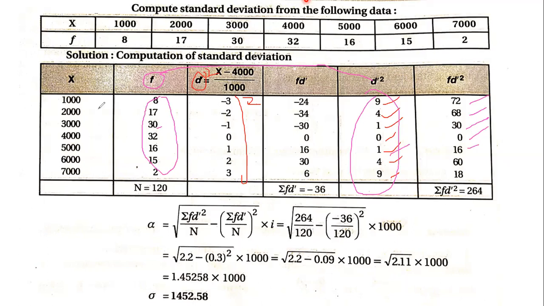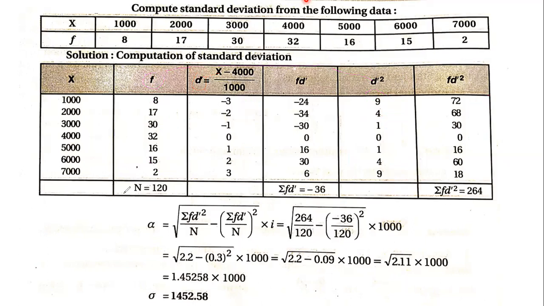Now after calculating all the table, we will get three major values which we are supposed to use in the formula. Which are those three major values? The first value is the total of frequency, that is n, which is equal to 120. Next, sigma FD dash, that is minus 36, and sigma FD dash square, which is 264. So we have got three major numbers to be used in the formula.